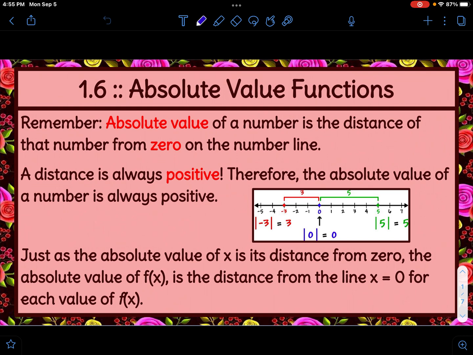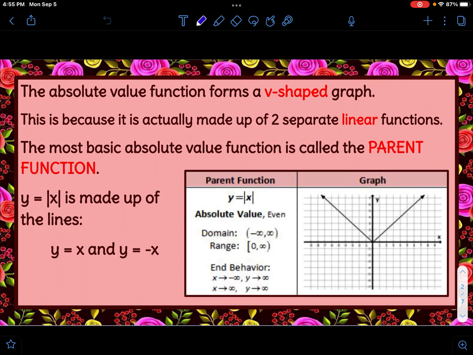Just as the absolute value of x is its distance from 0, the absolute value of f of x is the distance from the line x equals 0 for each value of f of x. The absolute value function forms a V-shaped graph. This is because it is actually made up of 2 separate linear functions. An absolute value graph is actually what is called a piecewise function, which means it's defined differently on different parts of the domain.